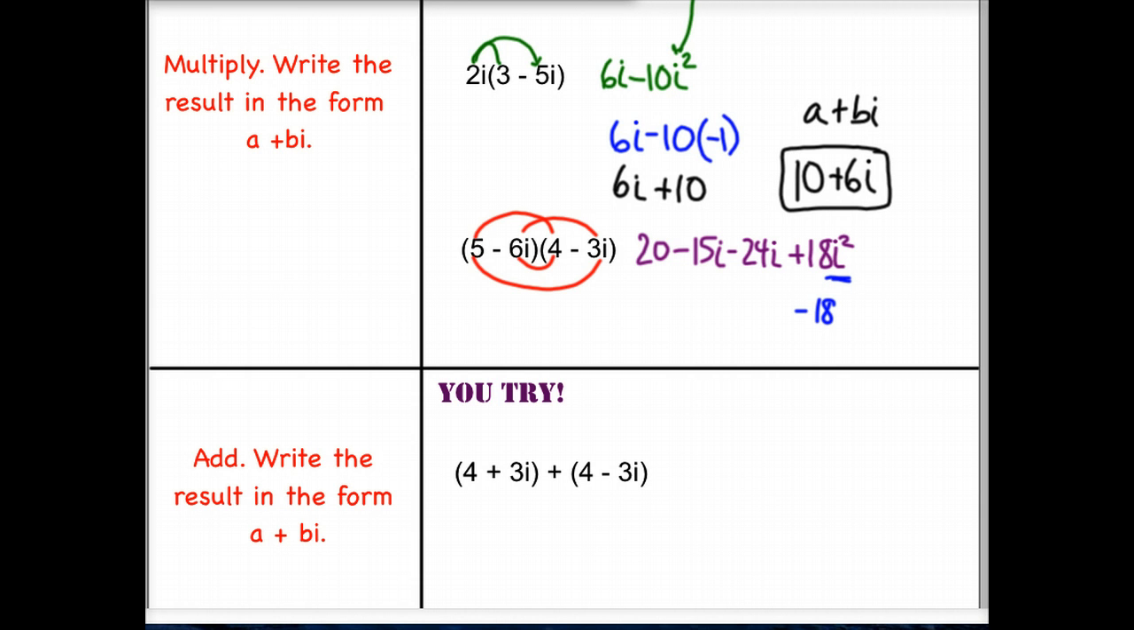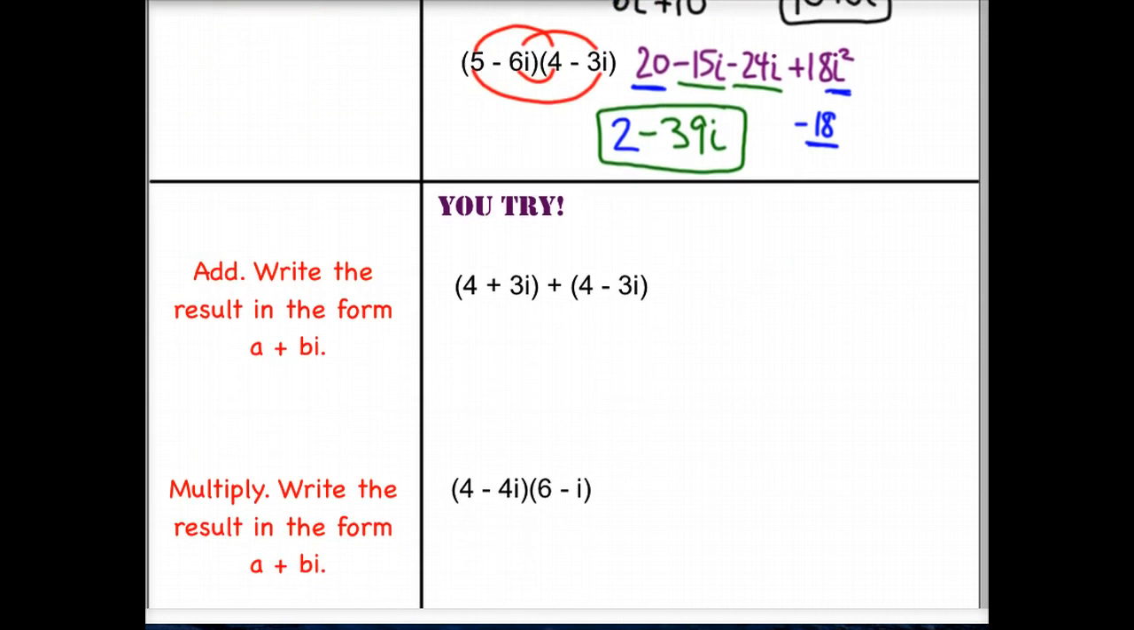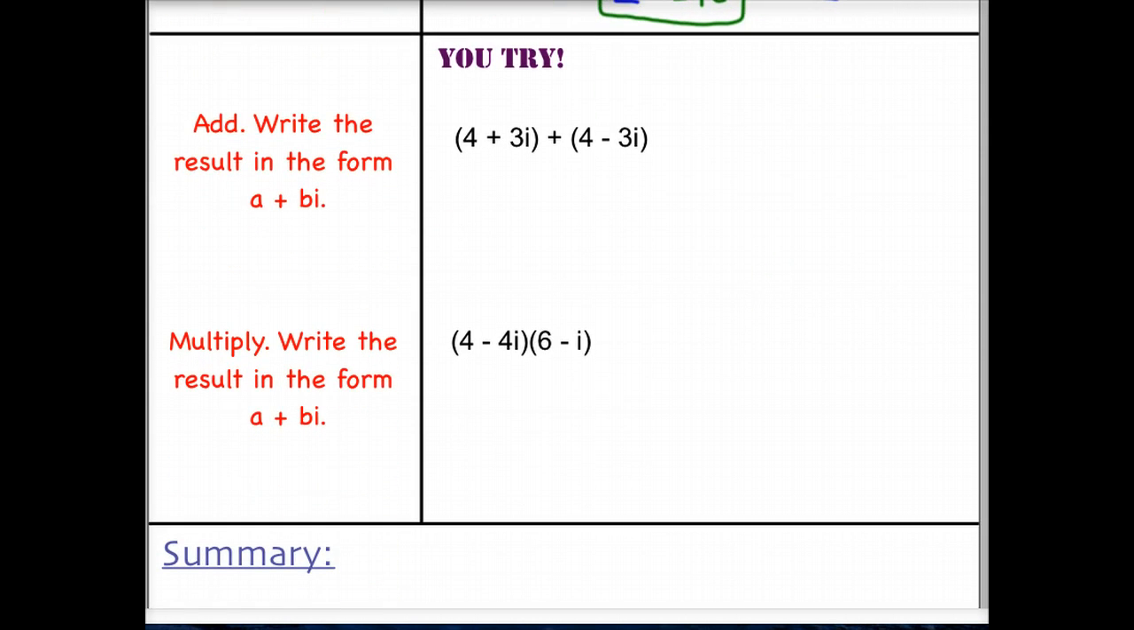So now I want to combine like terms. So I want to combine the ones that have i's and the ones that do not. So our real numbers are 20 and negative 18. And our imaginary numbers are negative 15i and negative 24i. So we're going to add the real ones to be 2. And then we have negative 15i minus 24i, which is minus 39i.